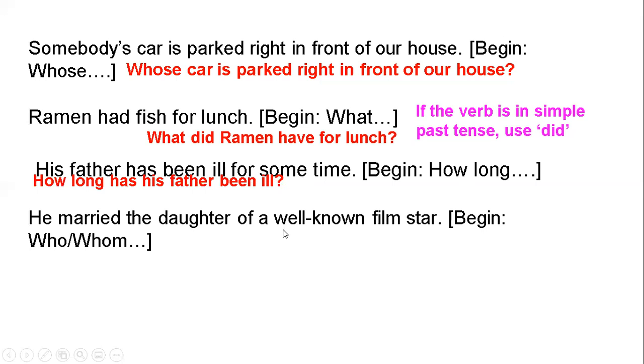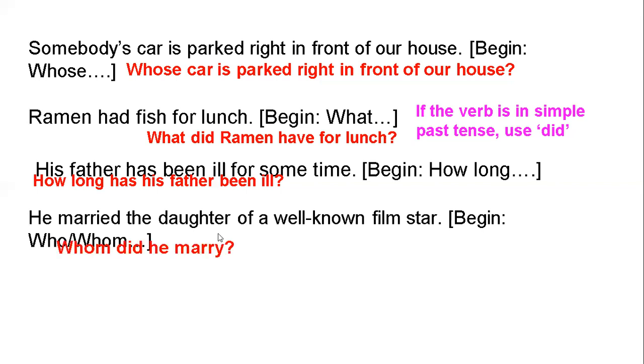What about this one? He married the daughter of a well known film star. Begin with who or whom. This is also a very easy one. So get your one word answer first, and the rest is going to be very simple for you. Let's see if you got it right.